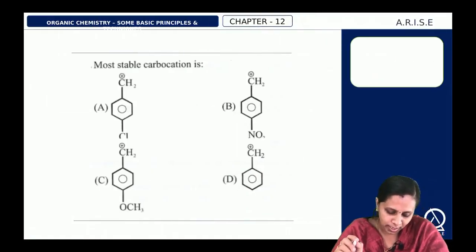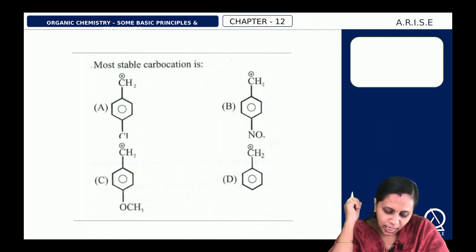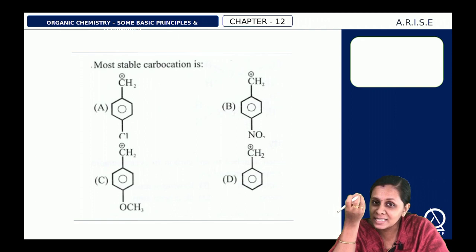Now, moving on to the next question. Most stable carbocation. So, carbocation stabilization. Let us consider, if there is an electron withdrawing group, it will decrease the electron density of the benzene ring, thereby increasing the positive charge.